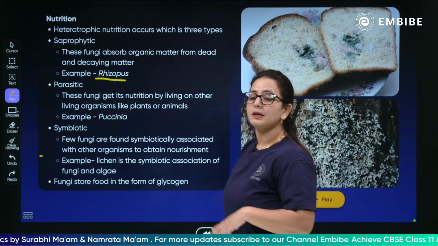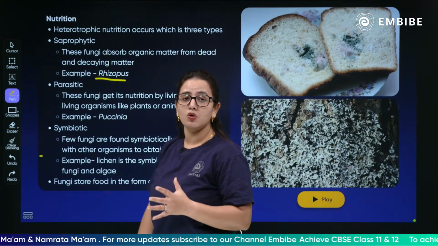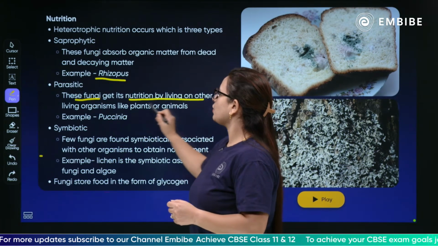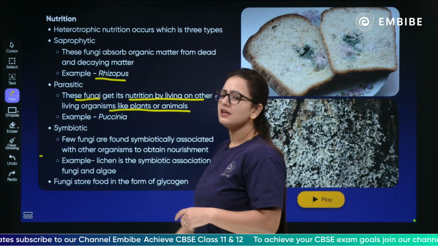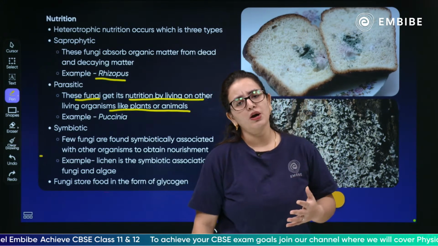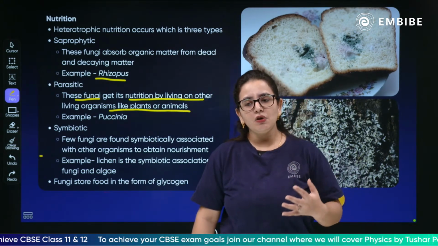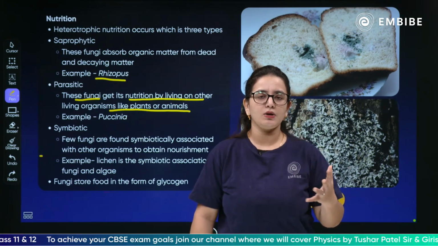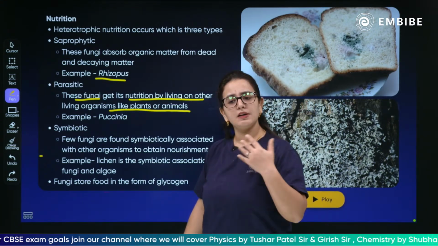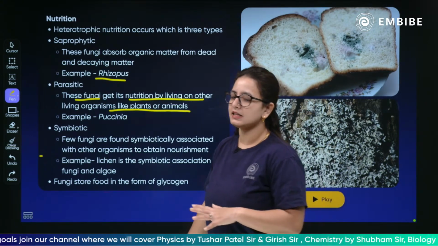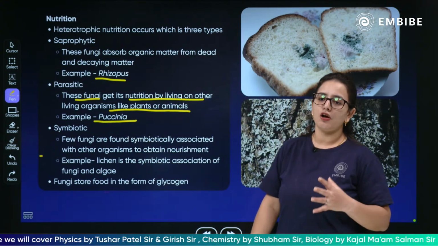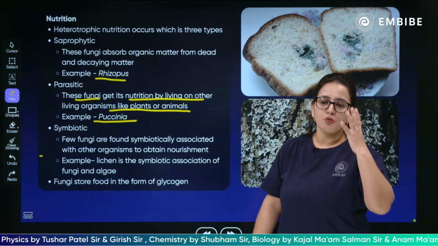So when we talk about the parasitic mode of nutrition, these fungi get their nutrition by living on organisms like plants or animals. You know what parasites are, children? They have to have a host body to live on. They feed on the host body, not killing it, but just feeding on it, on plants as well as animals. Example, Puccinia is an example of the parasitic mode of nutrition in the fungi.